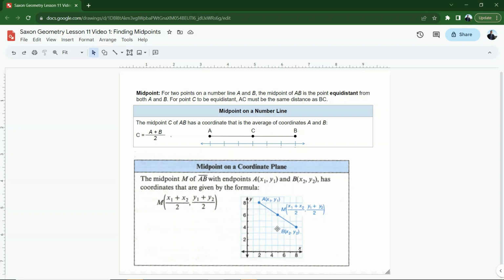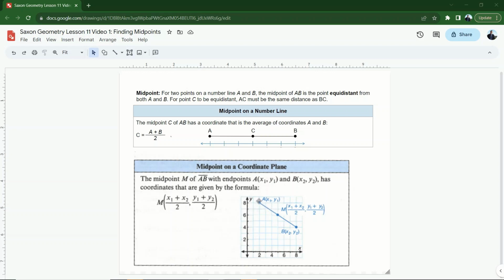Now, what about on the y-axis? Same concept. I'm going to focus on the y-axis as a number line. I'm going to look at y1 and then y2. I'm going to add them together and find the average. It doesn't matter, by the way, whether I use point A as (x1, y1) or point B as (x1, y1). As long as I use the other one as (x2, y2), it will work out regardless of which one I choose first.